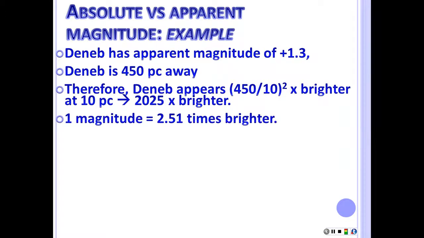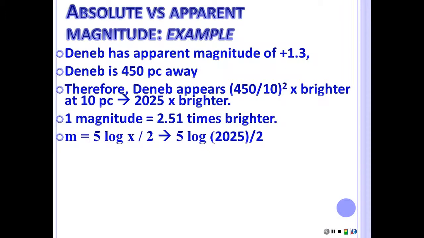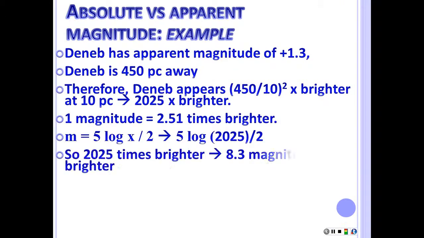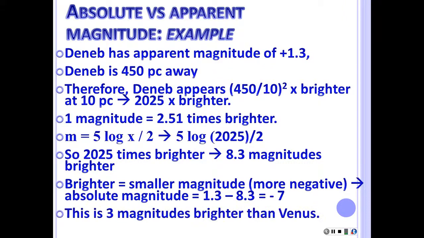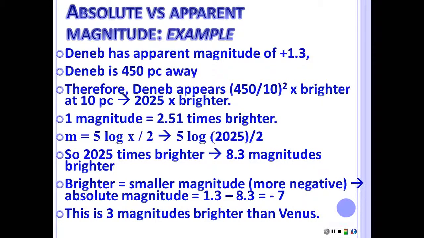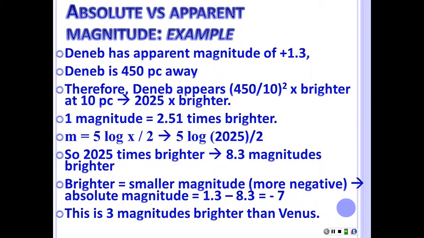And again, we know that if we've got 1 magnitude of difference, then the ratio goes up by 2.5 times. So we can plug this in to work out what the difference in magnitude needs to be. And so we've got that for a 2025 times brighter object, it would be brighter by 8.3 magnitudes. And remember, it is getting brighter, so it's a smaller magnitude, so you take it away, and so you'd actually get it at minus 7. And so if Deneb was at a distance of 10 parsecs, it would be brighter in the sky than Venus appears to be. Not as bright as the full moon, but it would be brighter than Venus. It would be very, very bright.